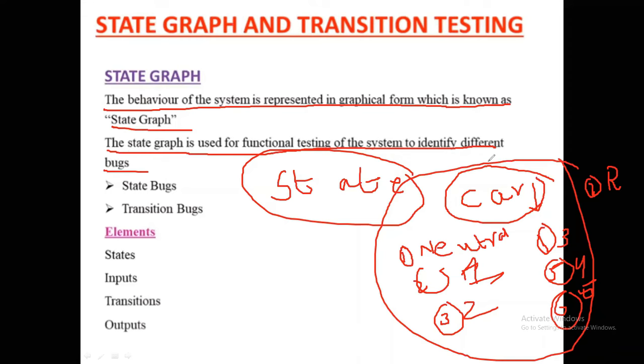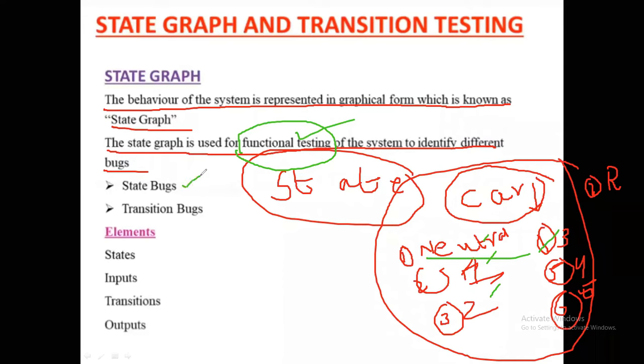Now here, if you take the car as an example, what are the functionalities of that car? These are the functionalities of the car: neutral, first gear, second gear. That car may be in neutral, maybe it is in first gear, second gear. All these are the different states of the car. Now the state graph is used for functional testing. These are the functions you are going to perform with the help of the car. Now by using this state graph, we are going to check the functional testing for the system. And while you are doing this, you are going to identify different bugs.